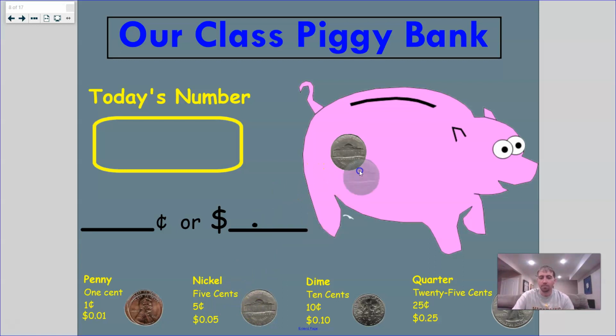It's worth 5 cents. So if I were to have 3 nickels, I would count by fives. I skip count. We work on our skip counting. So I count 5, 10, 15. I would have 15 cents. So not only are we going to be able to identify those coins, but as almost second graders, we're going to be able to count with those coins.